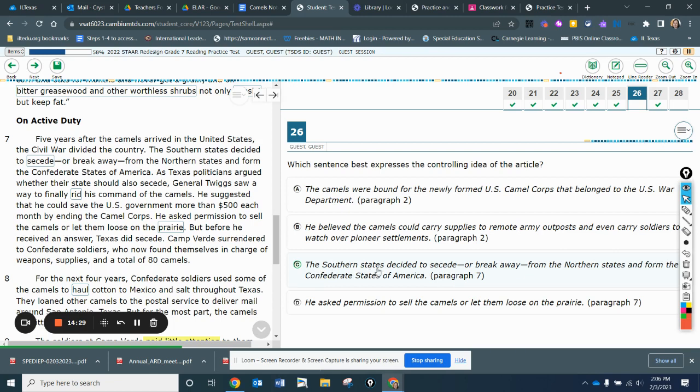Let's look at C. The southern states decided to secede or break. Oh, that's not even about camels. That one's silly. D. He asked permission to sell the camels or let them loose on the prairie. That's not about what they did. So A or B. I think this question is probably the only hard question in the entire reading because it really is kind of confusing. I think they did belong to the U.S. Camel Corps, but at the same time, I think a bigger thing was that they carried supplies to remote army posts and even carried soldiers, because that's what they did throughout the whole thing. So I'm going with B. This one wasn't easy. This one was a little bit hard.